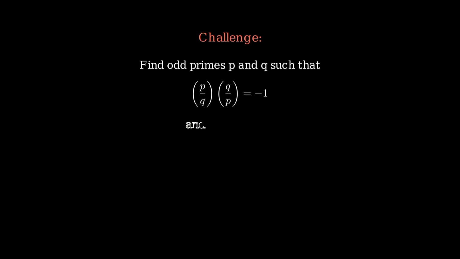Now here's your challenge. Can you find odd primes p and q such that the product of their Legendre symbols equals -1 and p plus q is odd? Try it and comment your answer.